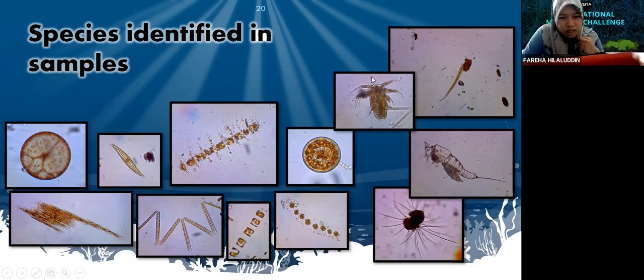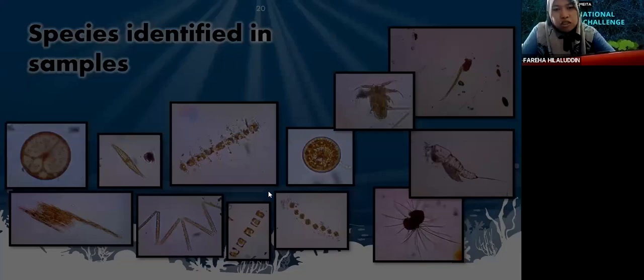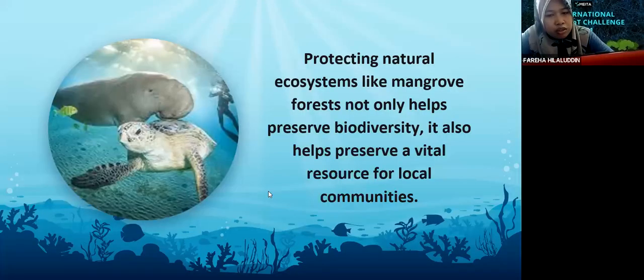So these are some phytoplankton species. It is important for us to protect our natural ecosystem, especially mangrove. Not only does it help preserve biodiversity, it also helps preserve a vital resource for local communities, which is us. Okay, thank you for your attention.